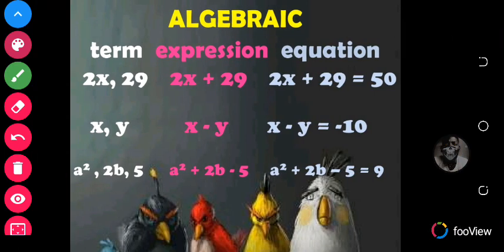So this is the end of the introduction to algebra. I've given some exercises and I hope that this video helps you to solve or answer the exercises I've given you.